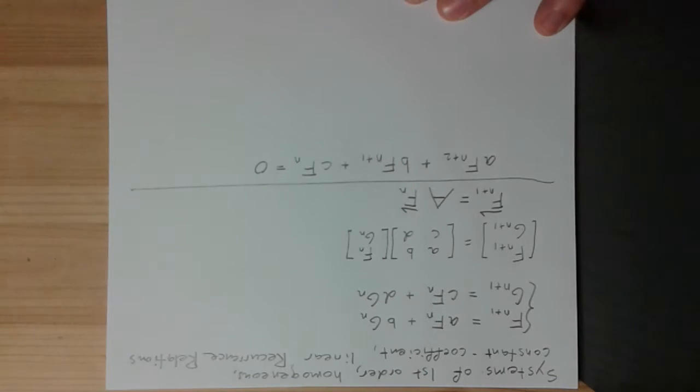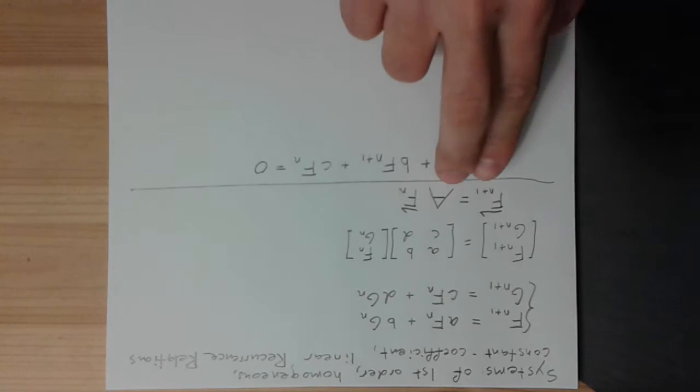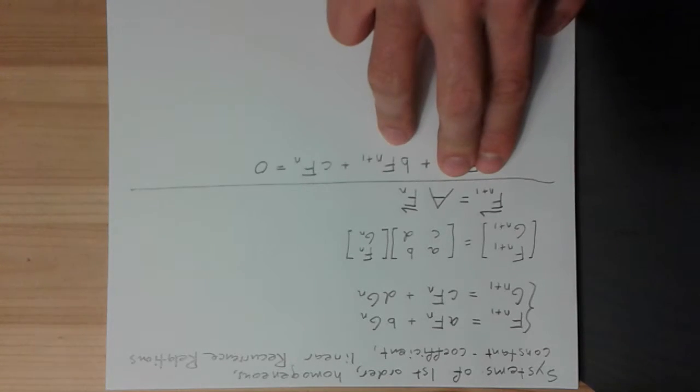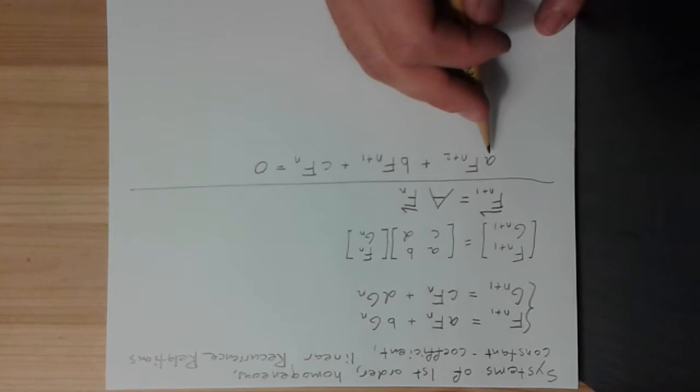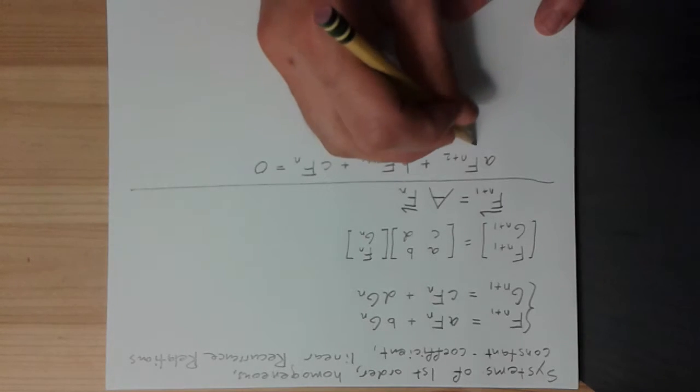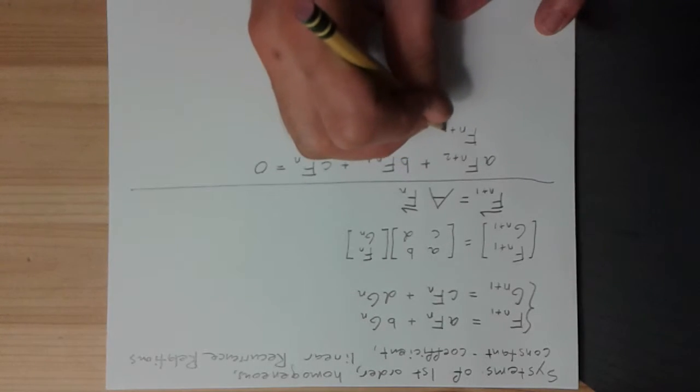So here's how you do that. First of all, I'm assuming that A is non-zero, otherwise if it were 0 we would be talking about a first order equation, and that would be pointless. So let's assume A is non-zero, and then let's divide by A. So you get this.